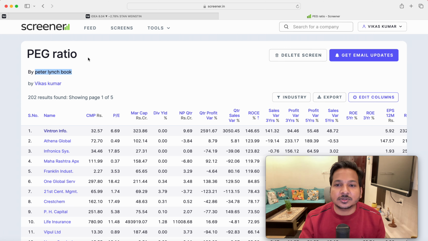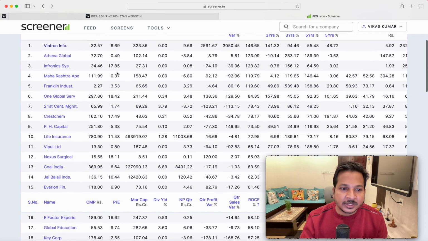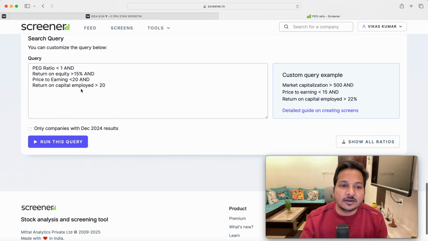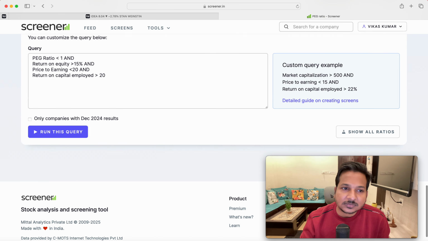The name I have given is PEG ratio. This link I will give below this video. So these are the stocks, almost around 200 stocks are there. And what are the conditions? First, PEG ratio should be less than 1. PEG ratio should be less than 1.